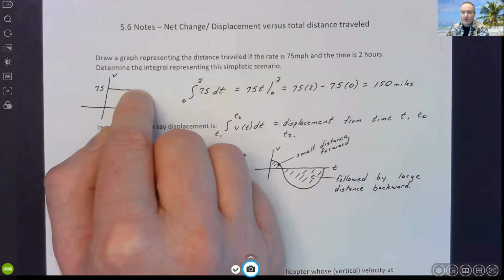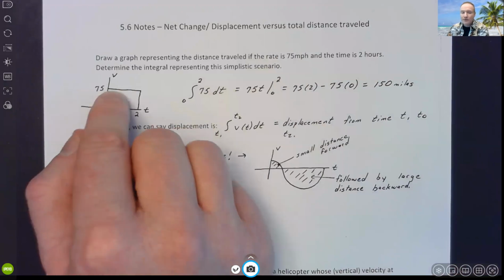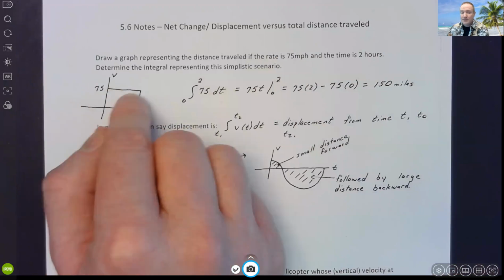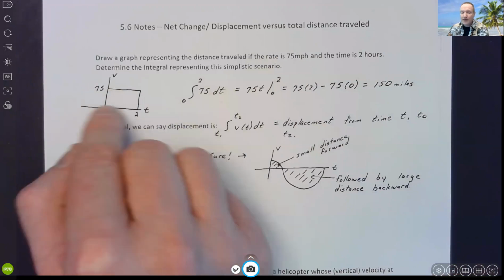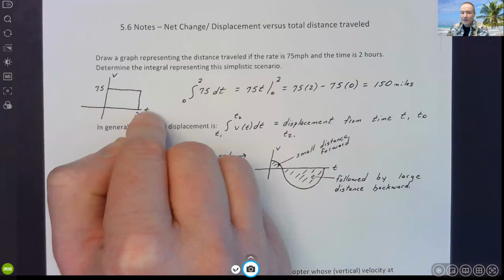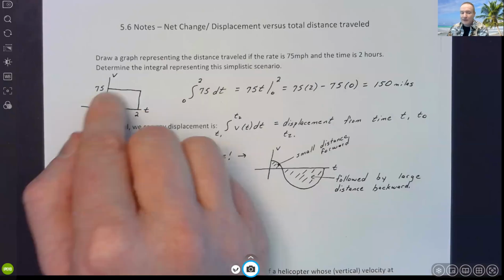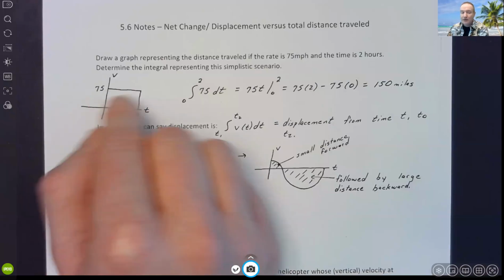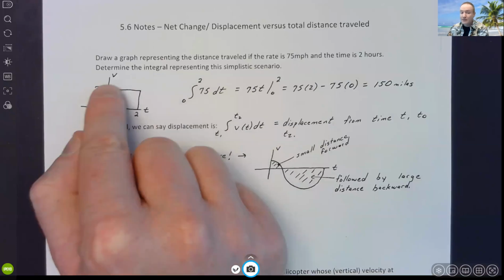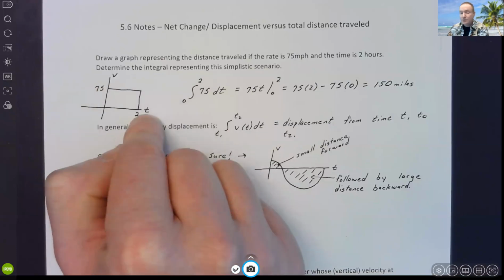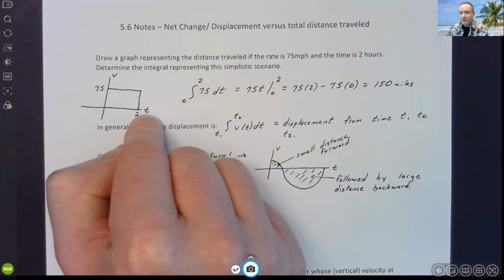So I'd say, well, that constant velocity function, think about what the area underneath it would represent. If the horizontal axis is represented by time, then if I wanted to find the area inside of that rectangle, which is the area under the curve, it would again be 75 times 2, which will give you your 150 miles traveled.